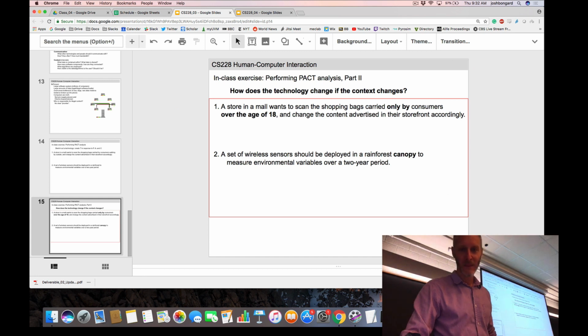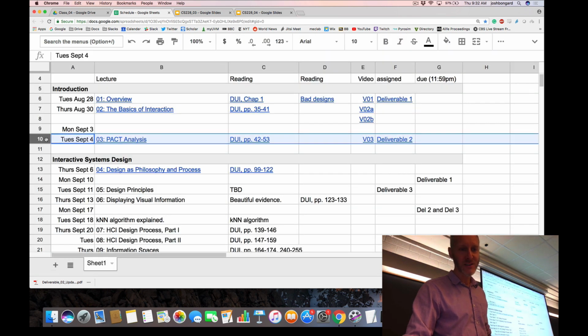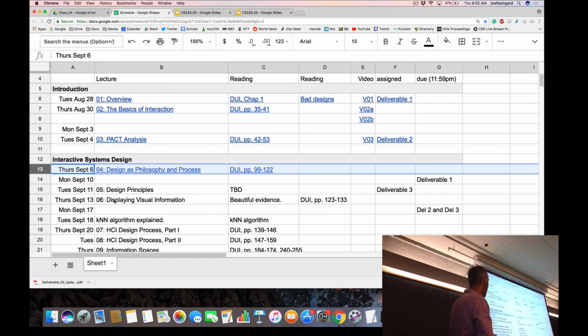Okay, so let's move on now. That completes our lecture on PACT analysis. We're going to move on to theme number 2 now, which is this idea of design. So now that we know to think very carefully about P and A and C, how do we actually sit down and start designing things? What exactly is this process? We're going to start by talking about design philosophy and process, and then get into more specific aspects of design that apply to HCI.